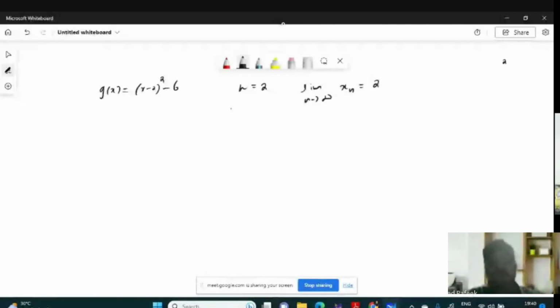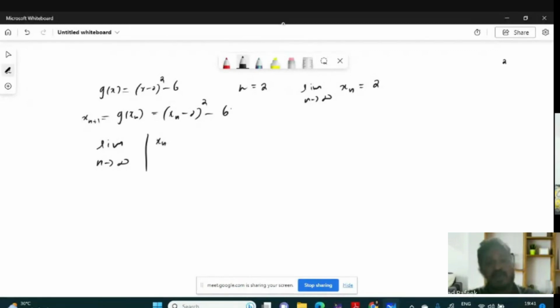Similarly verified, everything same. G of xn, that is xn plus 1, that equals (xn minus 2) whole square minus 6. Find the limit as n tends to infinity of ((xn minus 2) whole square minus 6 minus L), L means 2, divided by modulus of (xn minus 2) whole square.